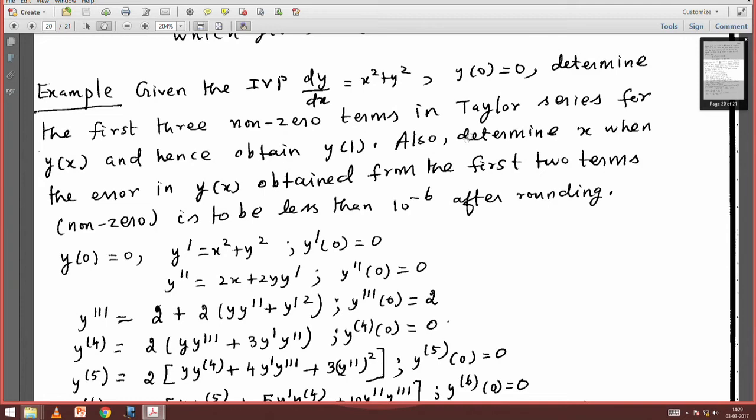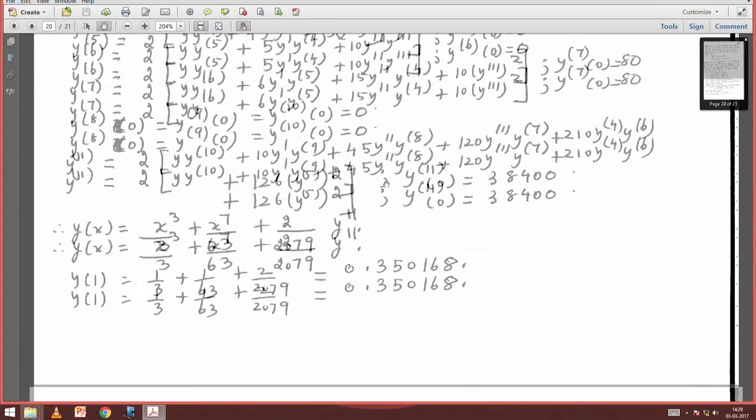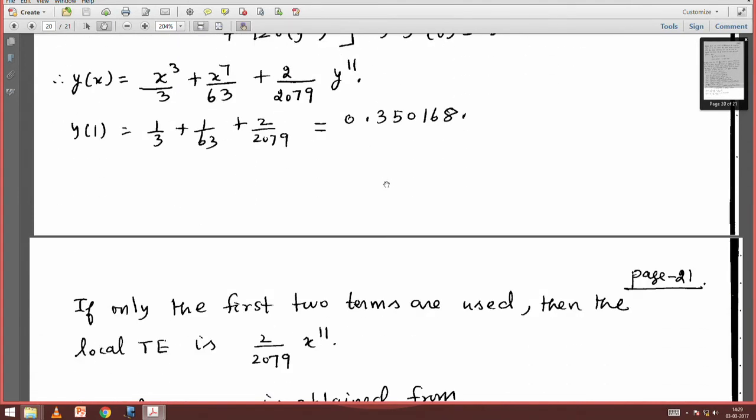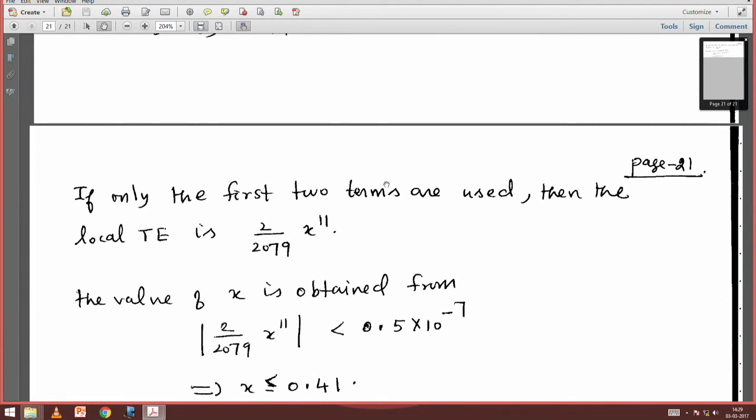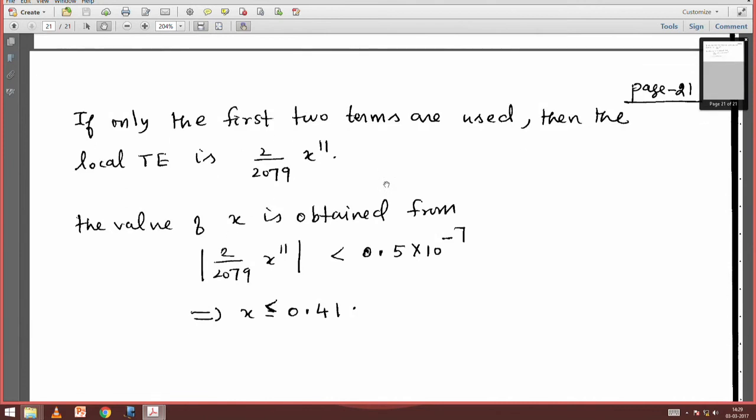So, what does it say? It says use a Taylor series method and include up to the first two non-zero terms in it. Whatever be the error that is incurred in the computation, that must be less than 10 to the minus 6 after rounding. So, we are only asked to take the first two terms. So, the third non-zero term in our expansion is the first neglected term, which contributes to the truncation error.